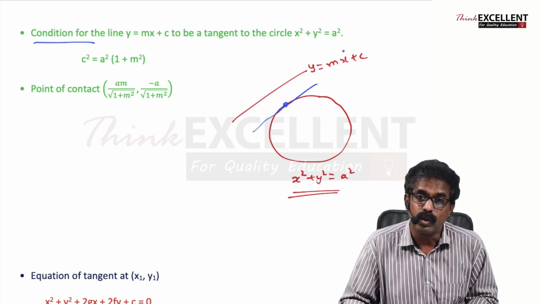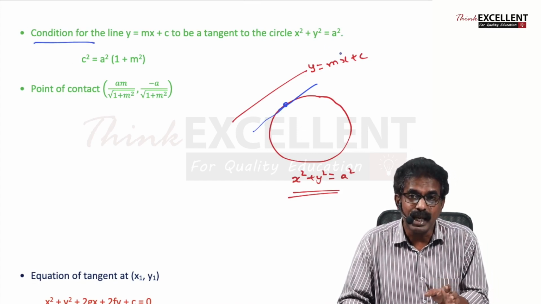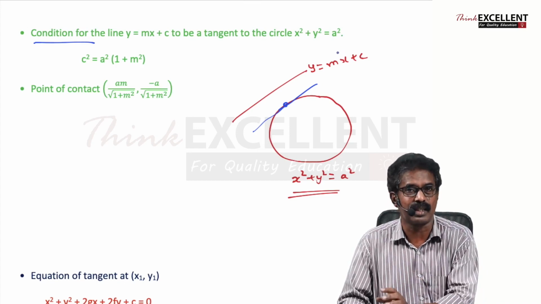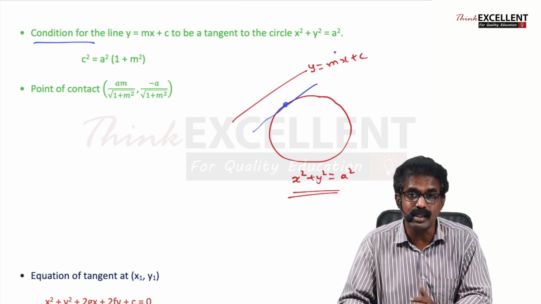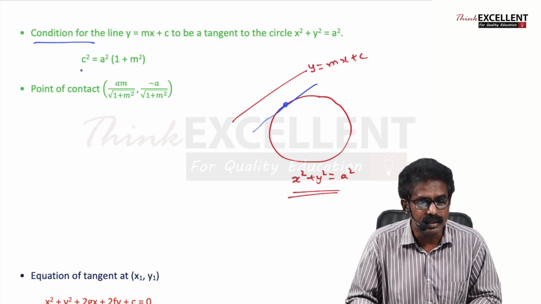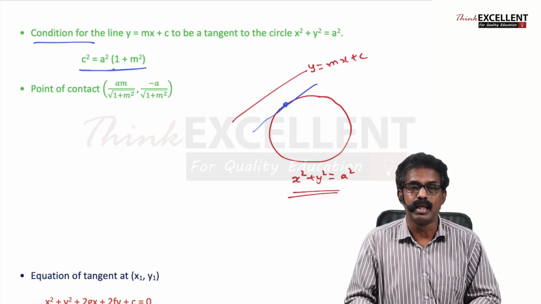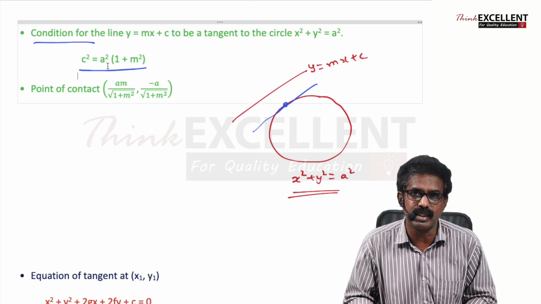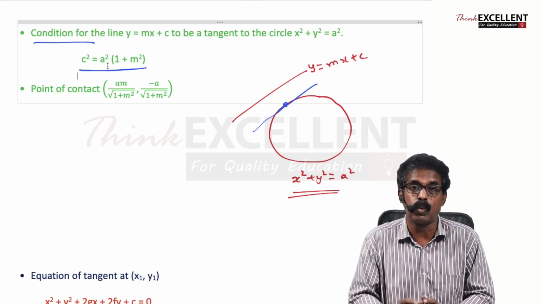The line y equal to mx plus c to be a tangent to the circle, or to touch the circle. Condition for the line to touch the circle: the condition is c square equal to a square into 1 plus m square. Take all these as formulas. c square equal to a square into 1 plus m square.